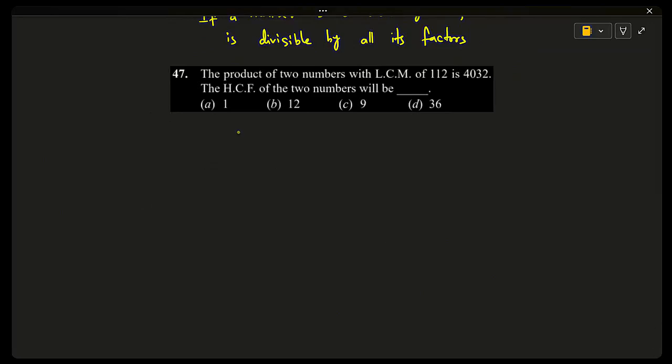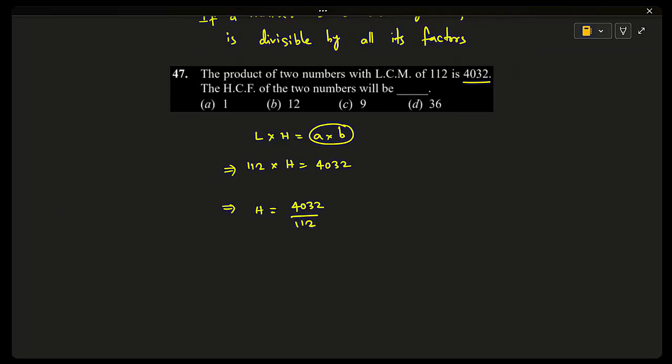We know that the relation is LCM and HCF product will be equal to the product of the numbers also. But here LCM is given as 112 and HCF we have to find, and the product of the numbers is given. Product of the numbers is 4032. So from this we need to find the value of H. Transpose 112 to the other side, you get H is equal to 4032 divided by 112.